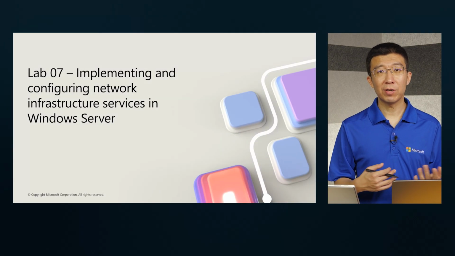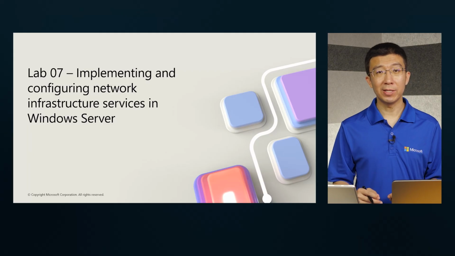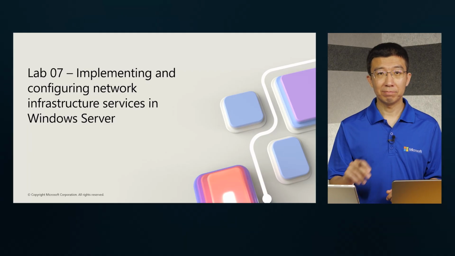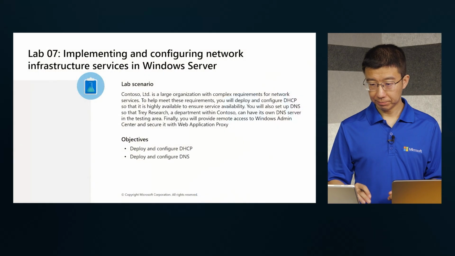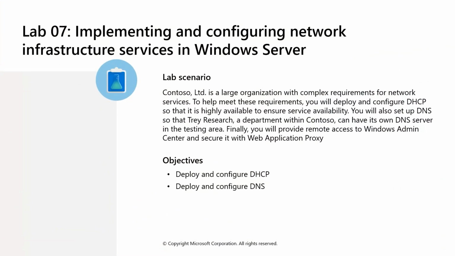Now, it's time for us to get practical experience in Lab 7. This lab will guide you through deploying and configuring DHCP for high availability. You will set up DNS for a department with its own server and provide secure remote access to Windows Admin Center using Web Application Proxy.